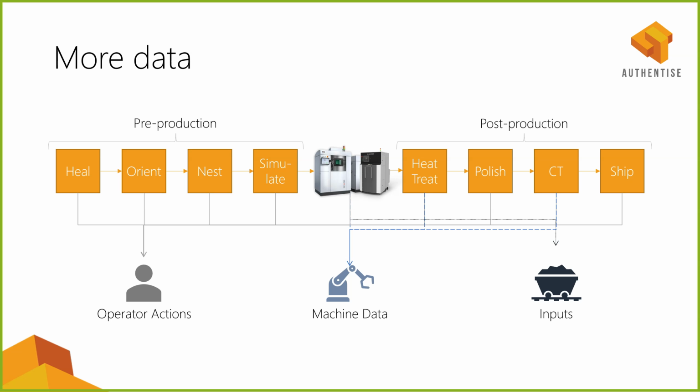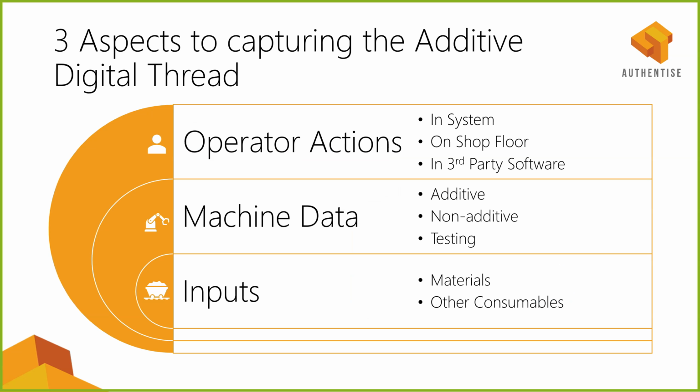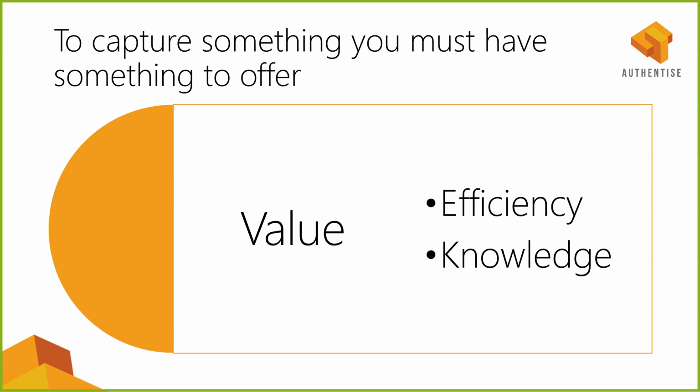So lots of different types of data that need to be captured, but we're not going to be able to start capturing that data in any meaningful way unless we know why we're capturing that data. And so the two elements that we think are important are firstly efficiency, and then secondly the knowledge element. And I'll get into those today.